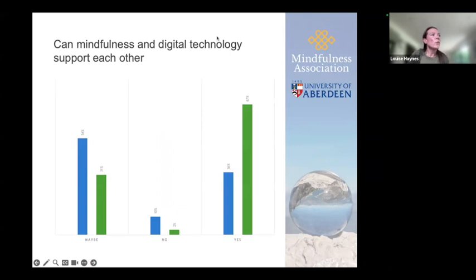So the next question was, can mindfulness support digital technology? And the answer was yes. Even those that didn't have a practice believed that actually having a mindfulness-based practice would be able to support one when they were using digital technology. What was interesting was that the non-practicing group said a higher percentage than the practicing group, which you might have thought would be the other way around.